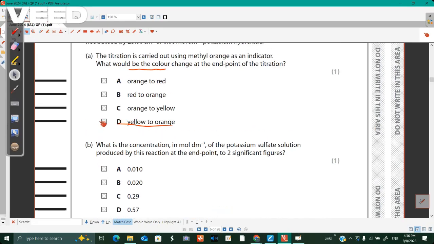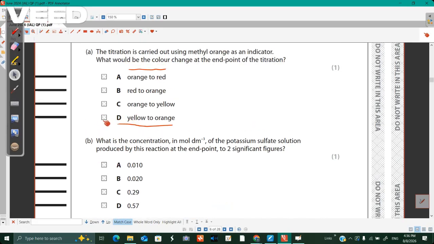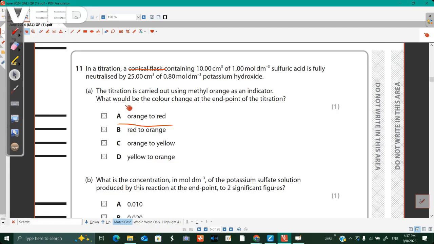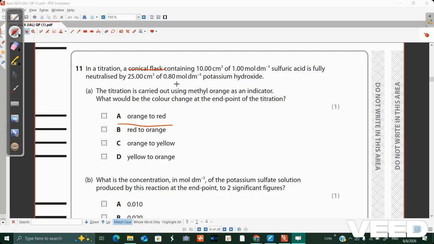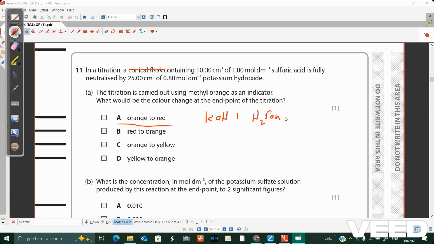What is the concentration in moles per decimeter cube of the potassium sulfate solution produced by this reaction at the end point, to two significant figures? Potassium sulfate, right? They are asking about potassium sulfate. The best thing is to write the balanced equation: potassium hydroxide and sulfuric acid. So you are getting K2SO4 and water.